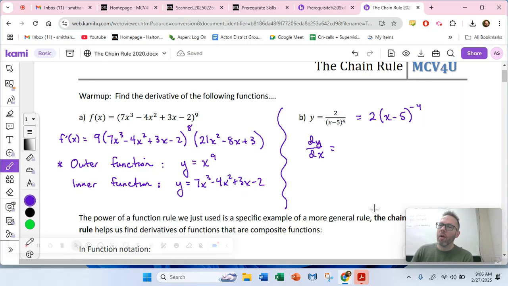All right, so bring down the exponent, minus 8. Leave the inner function alone. Notice I called it inner function. Minus 5, and then the derivative of the inside is 1. I'll still multiply by 1 there. And that's it. Minus 8 over x minus 5 to the power of 5.